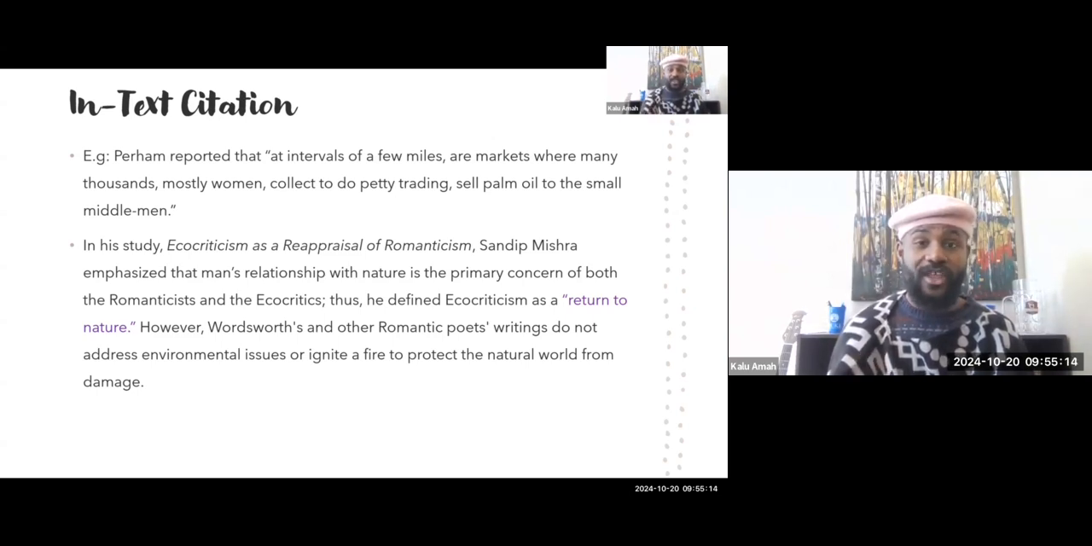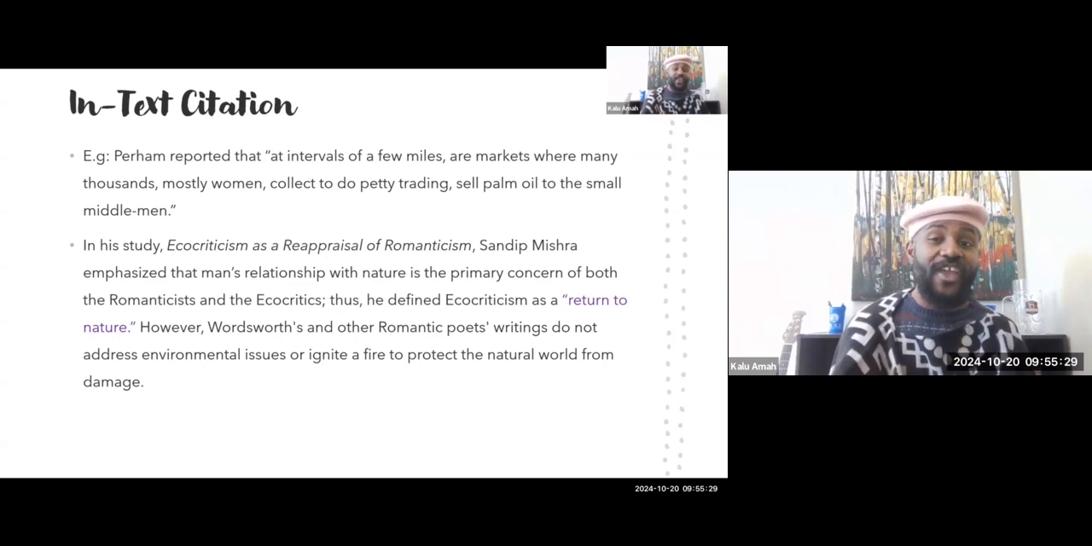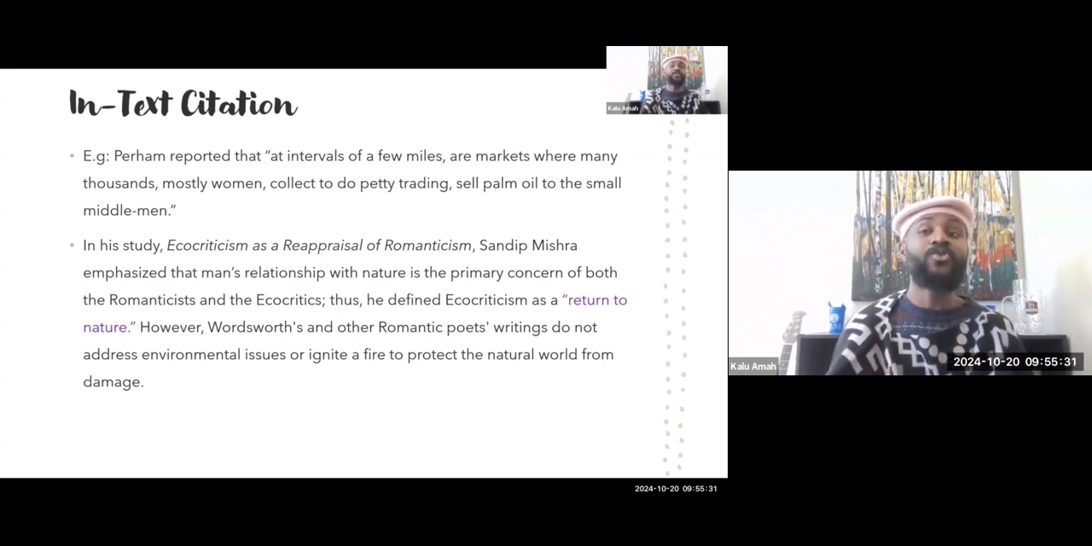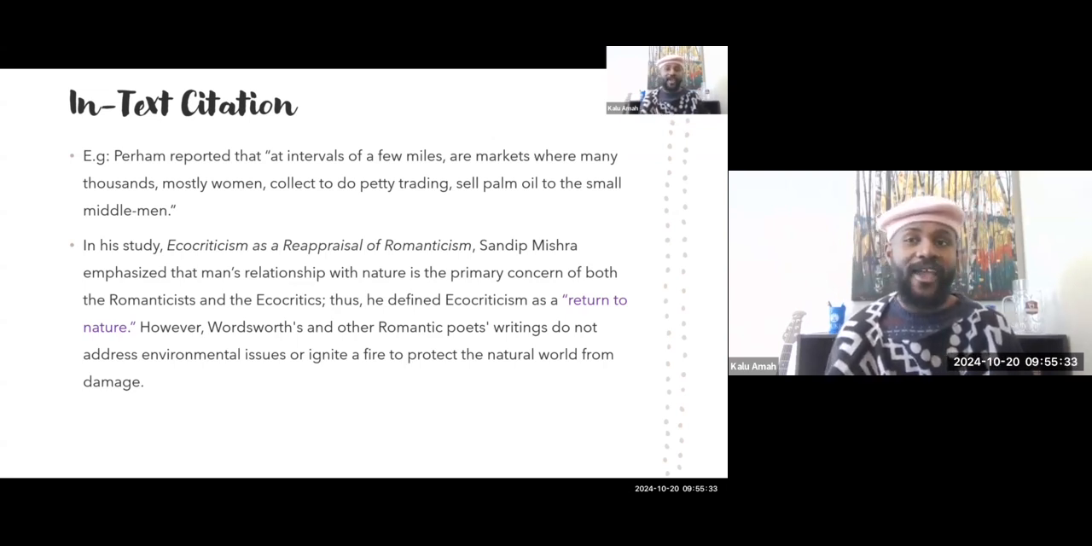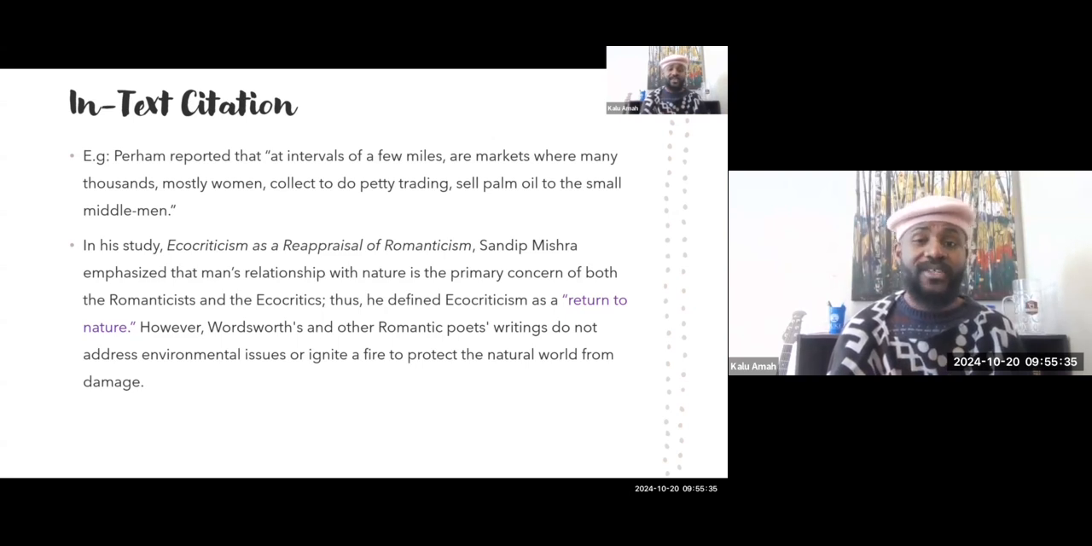That is a direct quotation. Because the writer of this work is going to argue against what Mishra put forward as an assertion, he directly quoted what he said. He directly quoted that he refers to eco-criticism as a return to nature. Then he went ahead and said, however, Wordsworth and the Romantic poets' writing do not address environmental issues or ignite a fire to protect the natural world from damage.